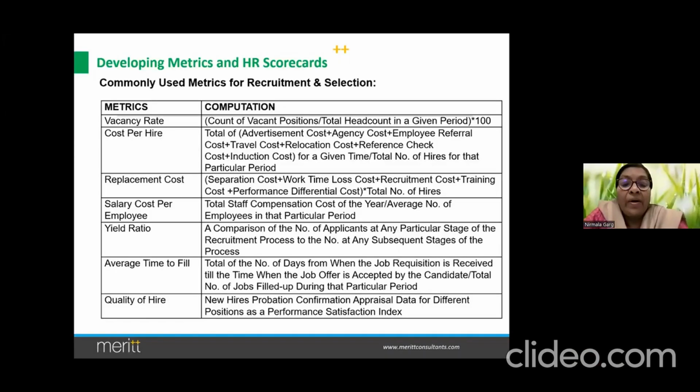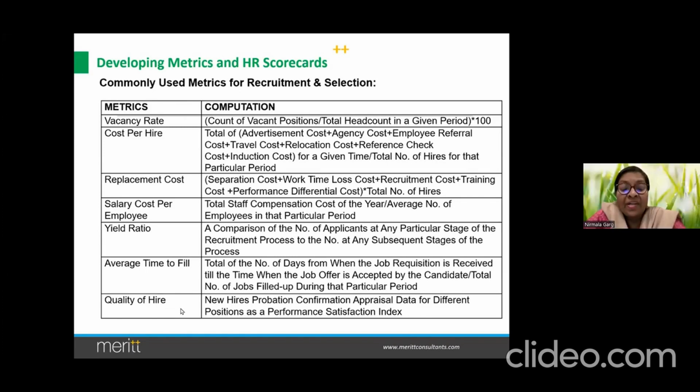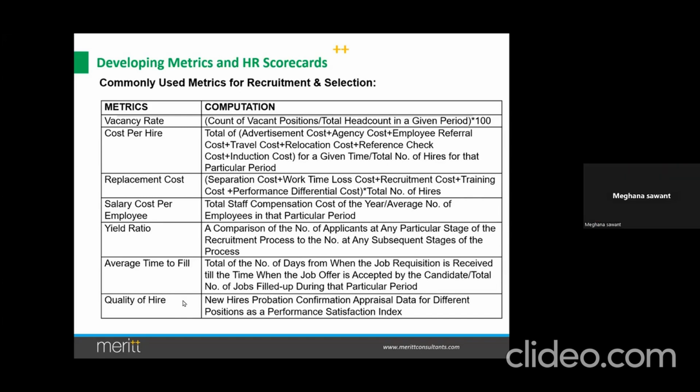Let me quickly run through one more: quality of hire. Is it important? Yes, this is another ratio you have to look at. Avinash, are you looking at the quality of hire ratio? For example, 50 new hires have joined and 30 people have attrited in the first 3 months. What does it reflect? No performance. The quality of the hires is bad.